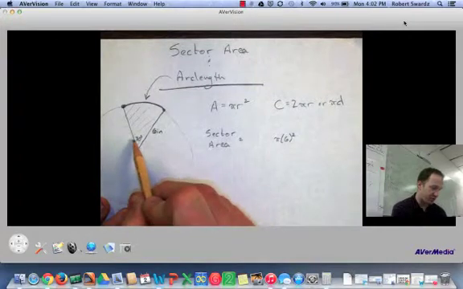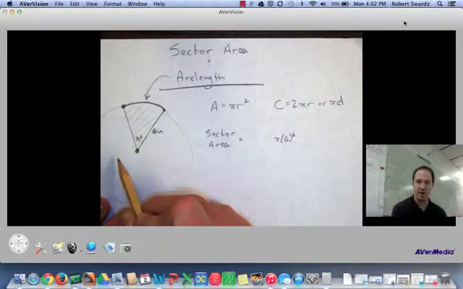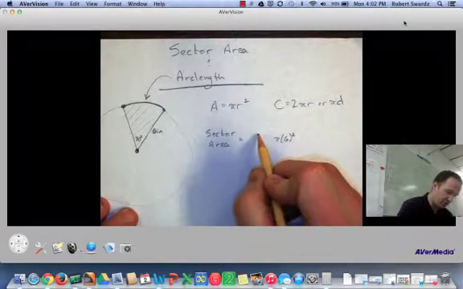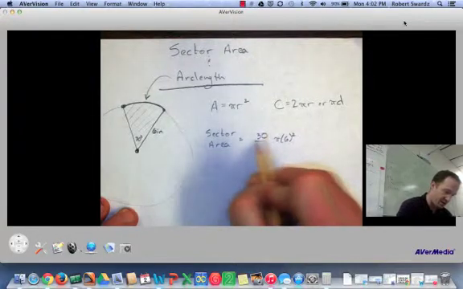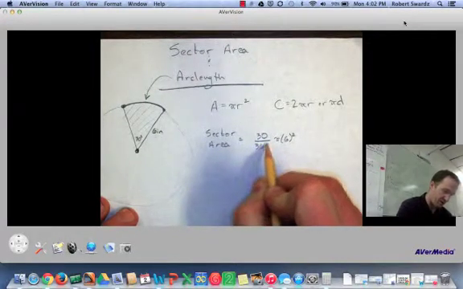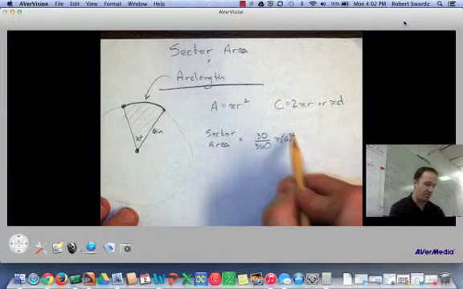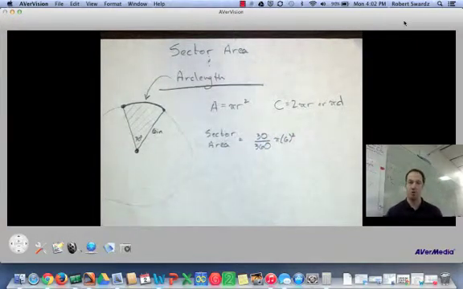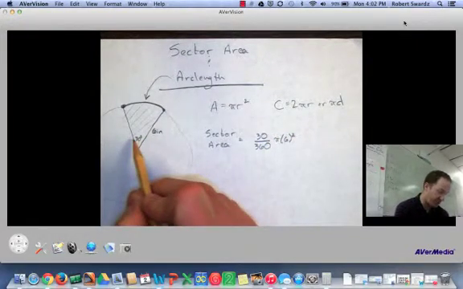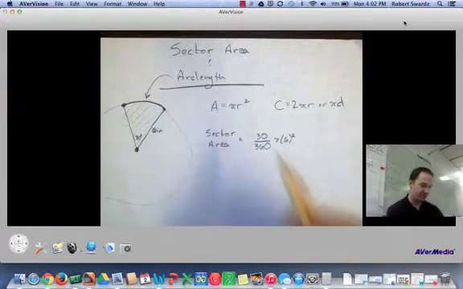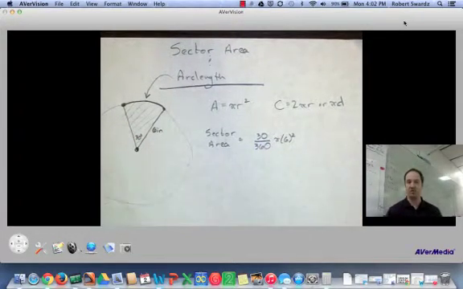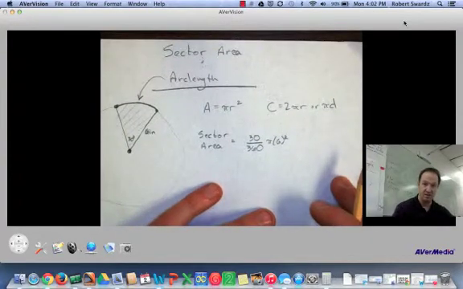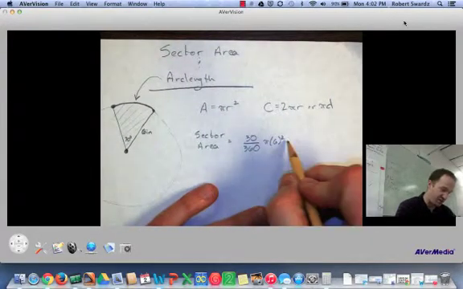Now, it's 360 degrees all the way around. So one way to do this would be to multiply the area of the whole circle by the fraction that we want. So we want 30 degrees of the 360. So we multiply the area of the circle by that fraction. And that'll give us the area of this sector, this slice of pizza.